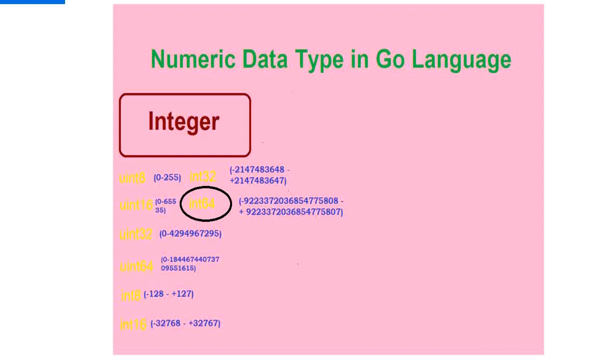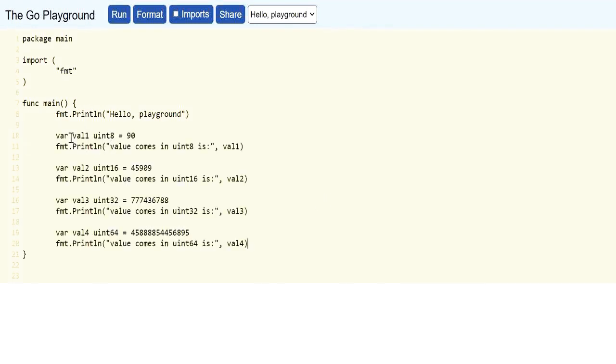Now we'll see how to declare these types of data in Go language. To declare any variable in Go language, we use the var keyword. So here I am trying to declare unsigned integer of 8-bit. Here I am using the var keyword. Val1 is the name of the variable that is of type unsigned integer 8-bit. If I am saying that this variable is of type unsigned integer of 8-bit, that means this variable will contain the value of 8-bit unsigned integer. Similarly, here I am declaring 16-bit unsigned integer, here 32-bit unsigned integer, and here 64-bit unsigned integer I am using.